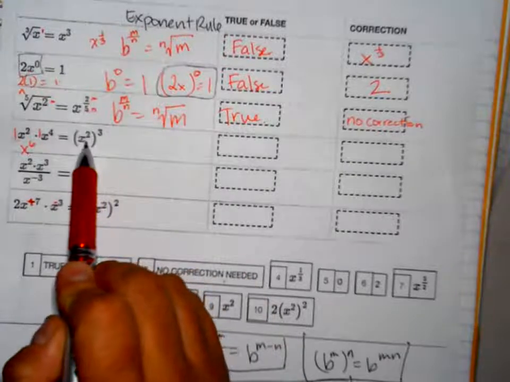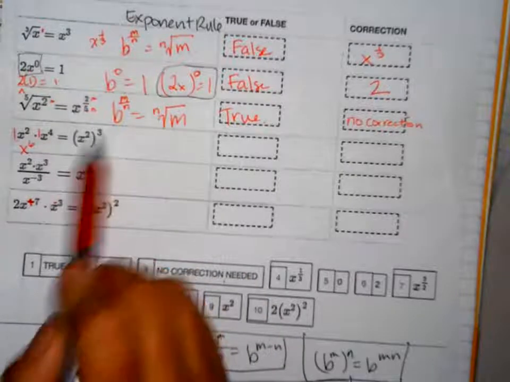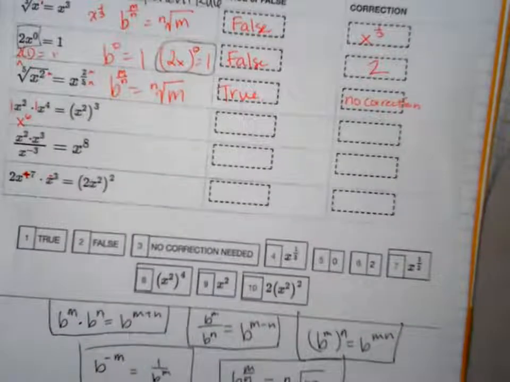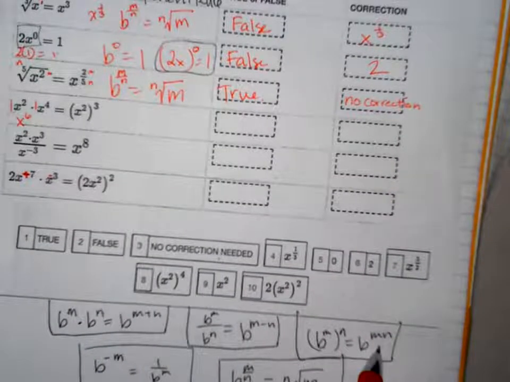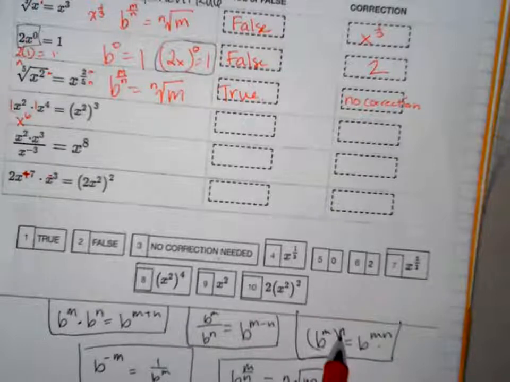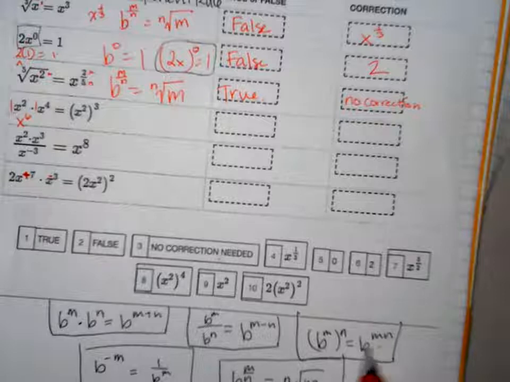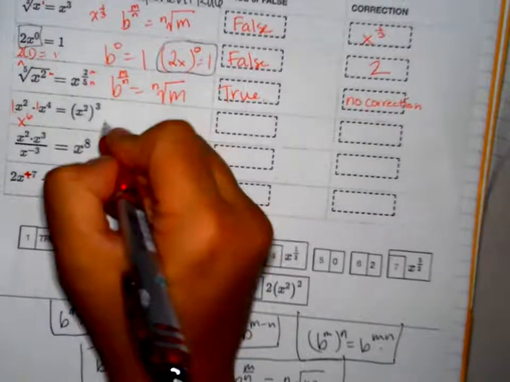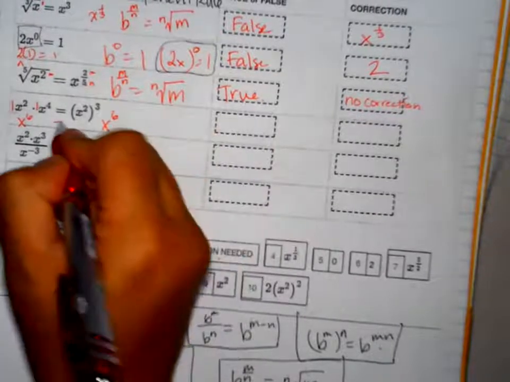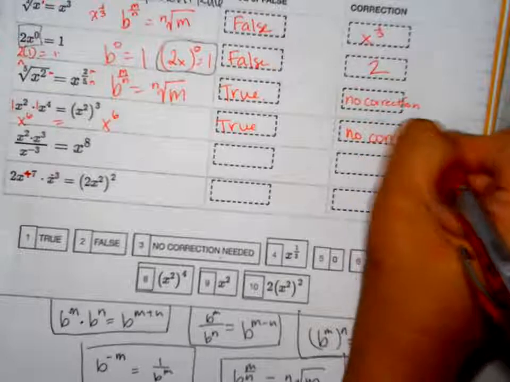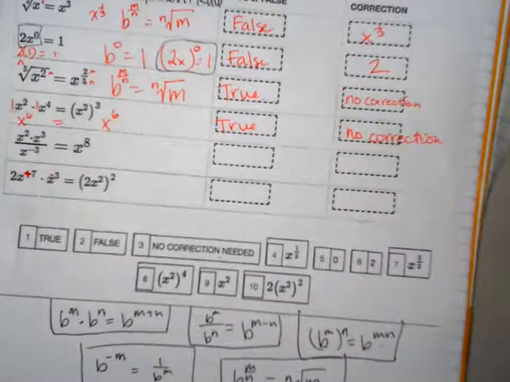Let's look at this one. This is a power to a power. All right? Power to a power. So the power to a power is kind of like this one right here. All right? b to the m, to the n, is the same as b to the m times n. So this is x to the 6. So x to the 6 equals x to the 6. That is true. This one is also no correction. Okay, that guy is good.